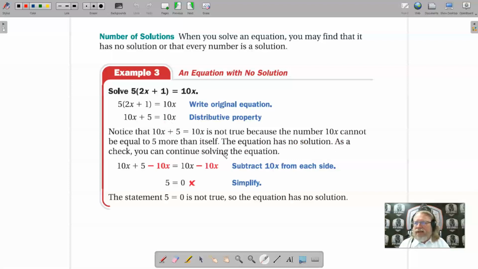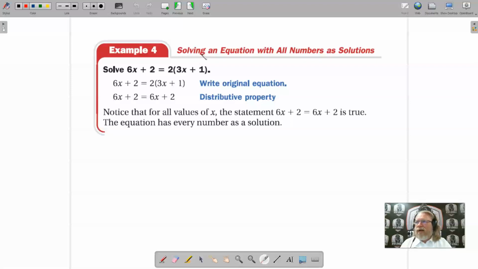As a check, you can continue solving the equation. So let's go ahead and do that. This is usually what I encourage my students to do. This may not be so obvious right here, but whenever we get down here, we can tell that it's absolutely obvious that there is no solution. So if we subtract 10x from each side, we end up with just 5 on the left. These two 10x's cancel each other out, so you have a 0, and you end up with 5 equals 0. Is this true? Indeed, it's not true, so the equation has no solution. So if you go through the steps and you solve an equation and you end up with something like this, where you have an untrue statement, then that means that the equation has no solution.